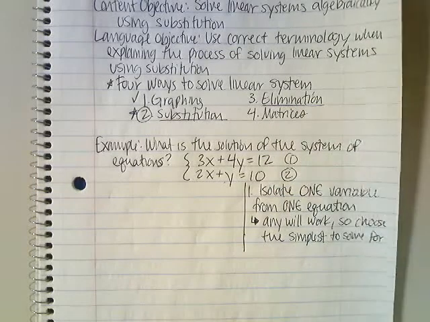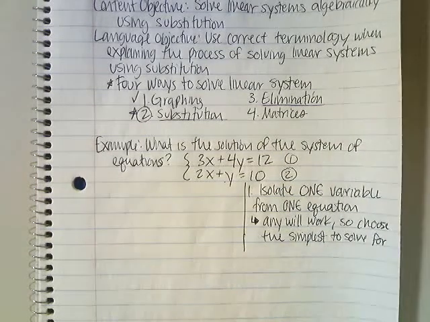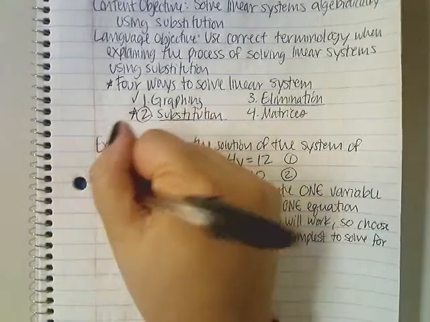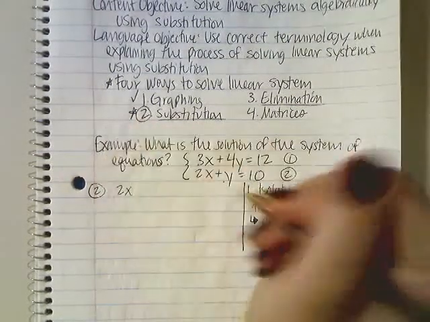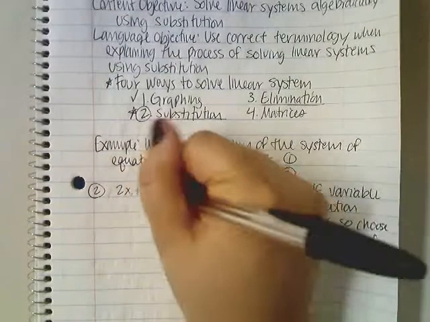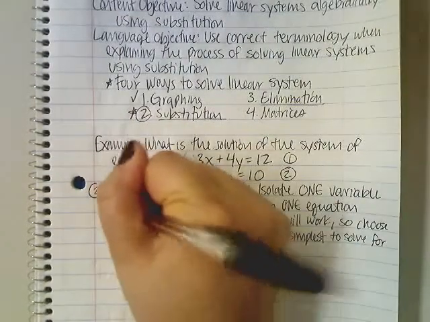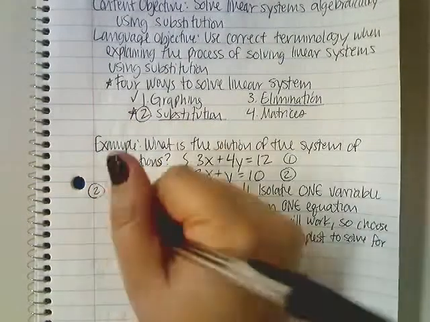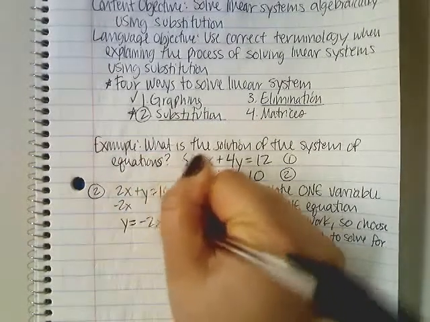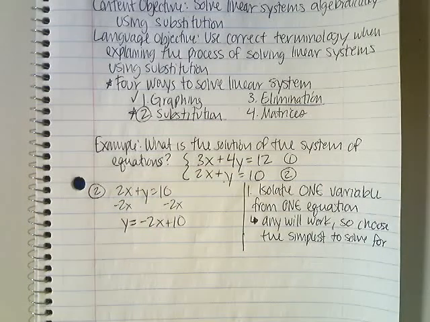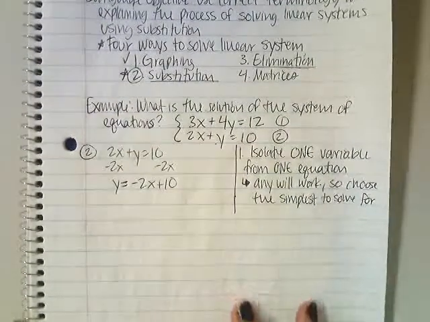I'm going to choose equation number 2 to isolate one variable, because I know that will be the easiest one to isolate. I start with 2x plus y equals 10, and I'm going to isolate y by subtracting 2x from both sides. So I get y is equal to negative 2x plus 10. Now I've isolated y. I solved for the simplest one.